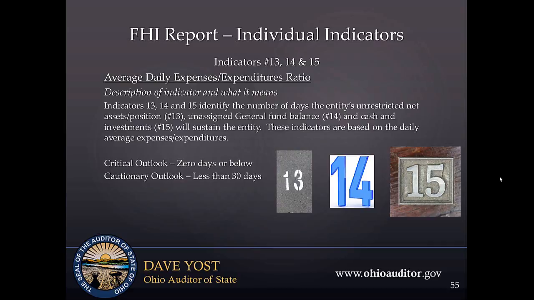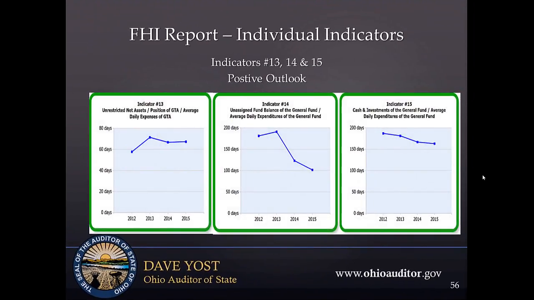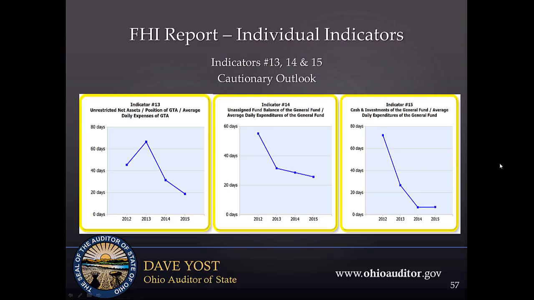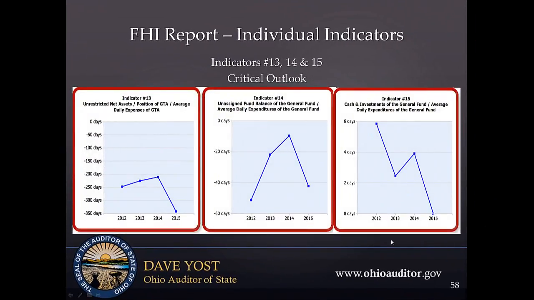For indicators 13, 14, and 15, the critical outlook would result in 0 days or a negative number of days. The cautionary outlook would be less than 30 days. The graphs for indicators 13, 14, and 15 will appear like this for a positive outlook. You can see in the current year they are all above 30 days. For the cautionary outlook, the current year is reflecting less than the 30 days in all cases. And for a critical outlook, the current year is reflecting a 0 or negative number of days.